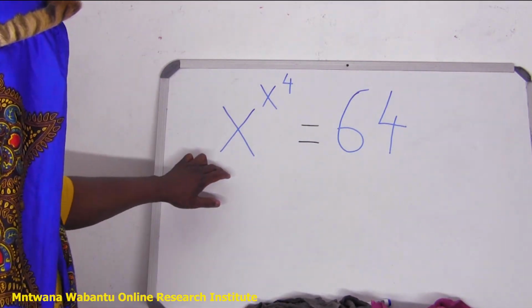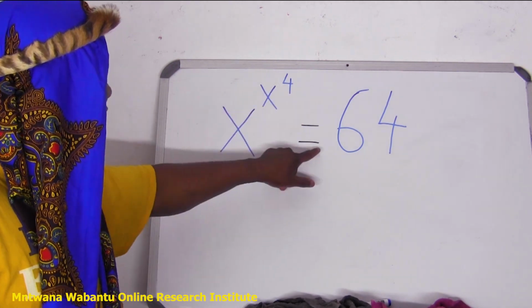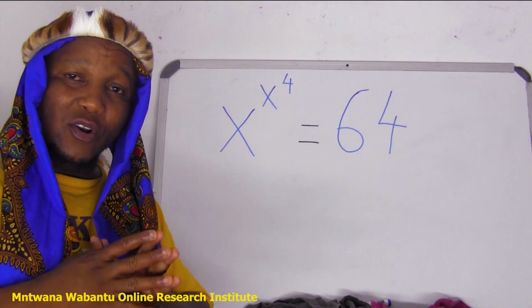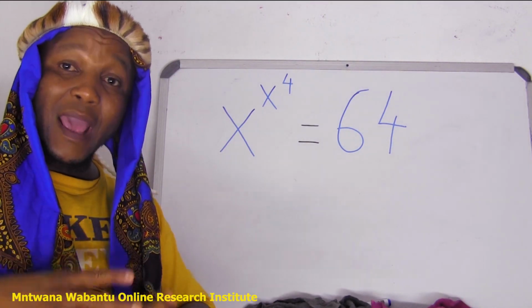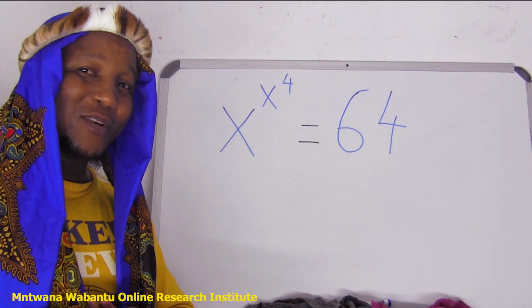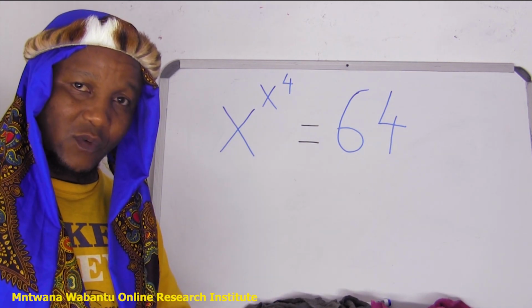So we have a question right here: x power 4 equals 64. This question was in an Olympiad exam. There are a lot of ways that you can solve this question, so I'm going to show you different methodologies that you can use to solve it, okay?